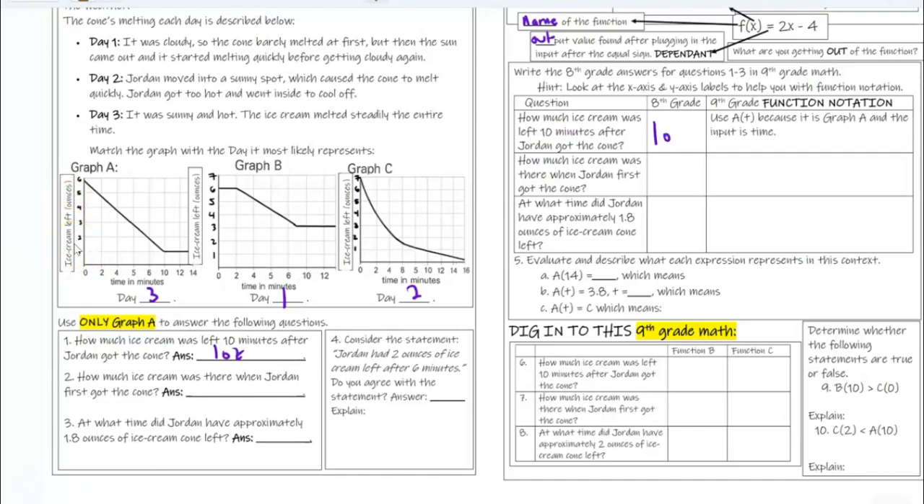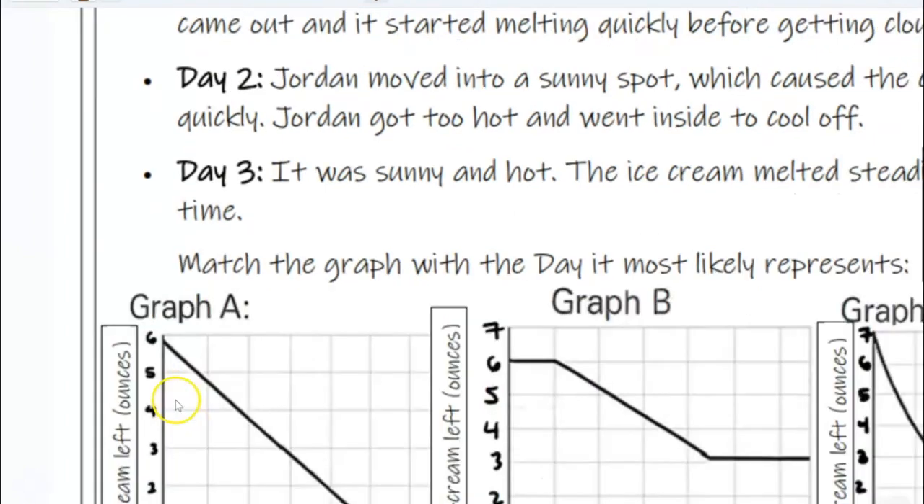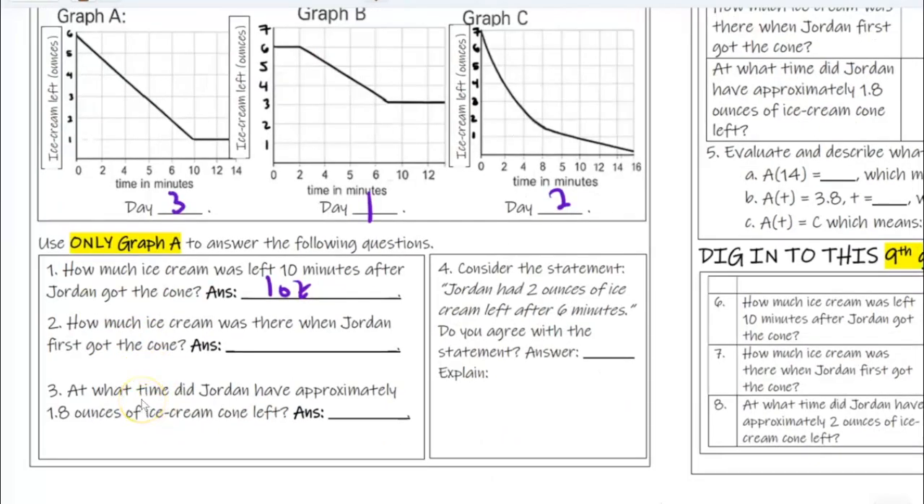So here we said 1 ounce. Okay. And again, these questions are the same. How much ice cream was there when Jordan first got the cone? Okay, so when 0 time had passed, does that look like 6 or a little less? A little less than 6. So let's call this, it looks like maybe 5.8-ish. Okay, so this is 5.8 ounces.